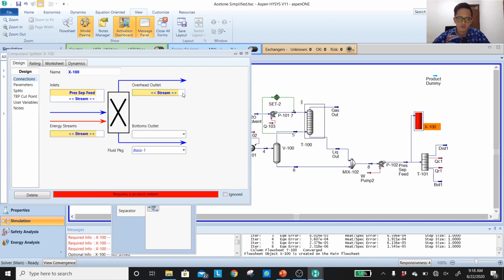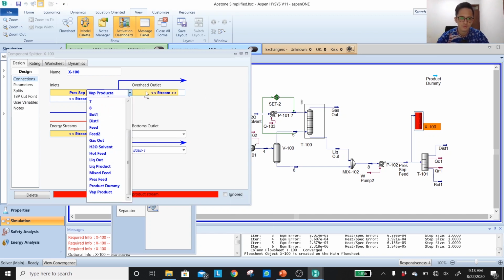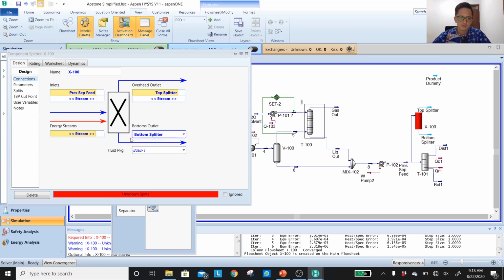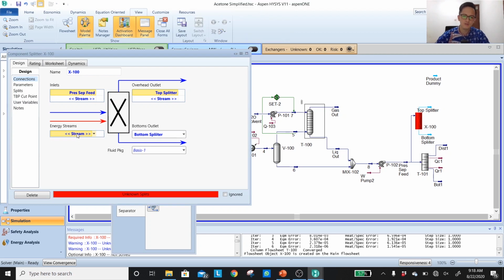Okay, then let's say that would be vapor, vapor splitter. Oh, well, it's not really vapor, so let's put it as top splitter and bottom splitter. Okay, the energy stream, we can also link it.